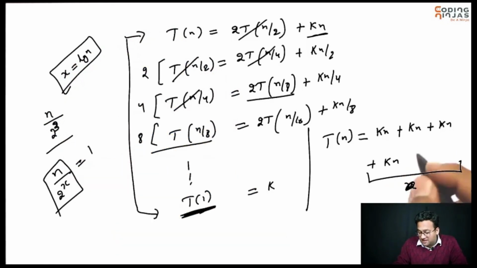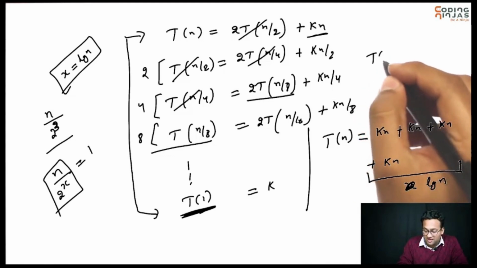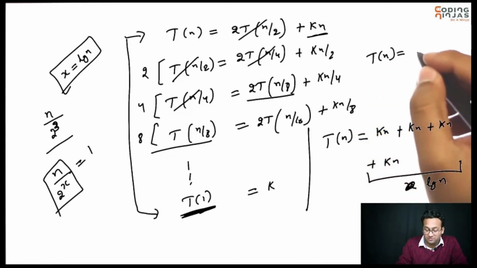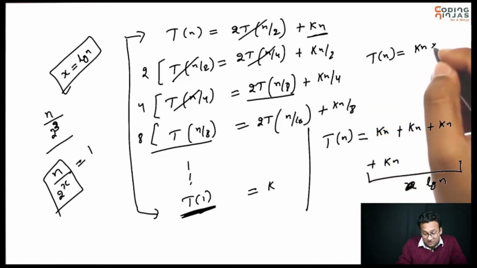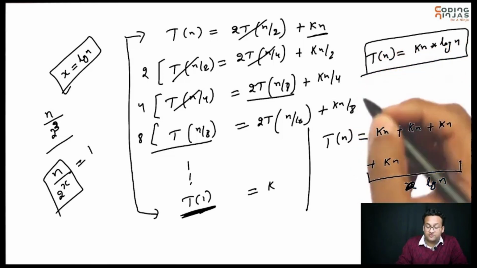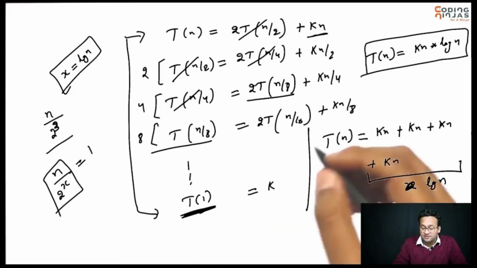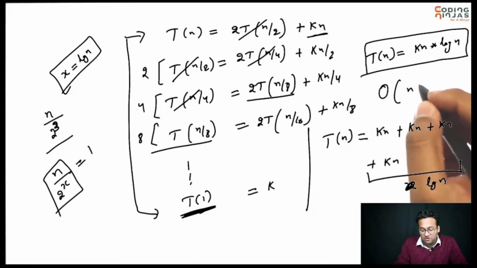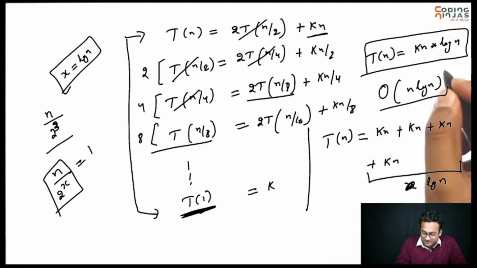You have these kn terms repeated log n times. So that means your time taken for input n will be kn into log n. This is the amount of time merge sort is going to take. The time complexity is big O of n log n.